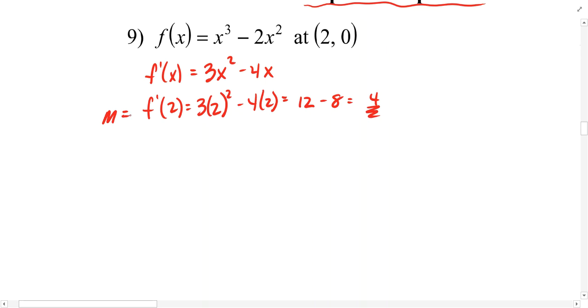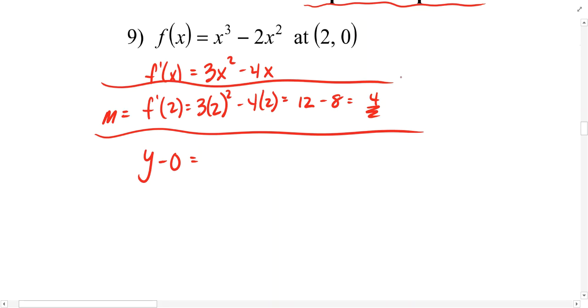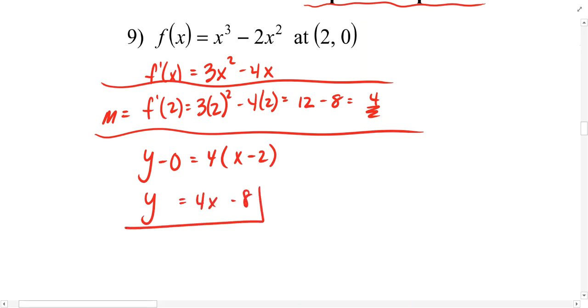And maybe we can make a note of this here. Our slope is going to be 4, and then when we use our point slope formula, we've got y minus 0. I'll keep these separated like the 3 parts that we've completed. y minus 0 is equal to the slope 4 times x minus 2. So y is equal to 4x minus 8.